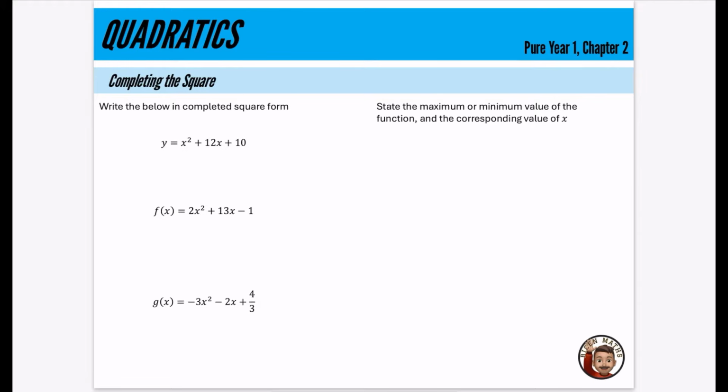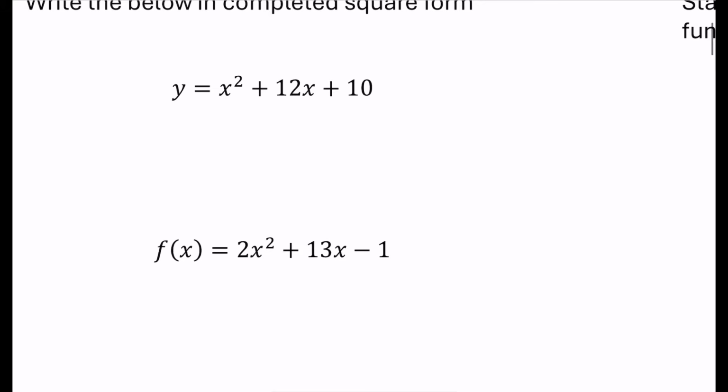So I want to start off talking to you about completing the square here. Now, what we're going to do is write the below in completed square form, and then afterwards we're going to state the maximum or minimum value of the function or the graph and the corresponding value of x that gives that maximum or minimum. So for this first one, it's a kind of U-shaped quadratic, this kind of shape. So we know it's going to be talking about a minimum, but I'm going to begin by putting this into completed square form.